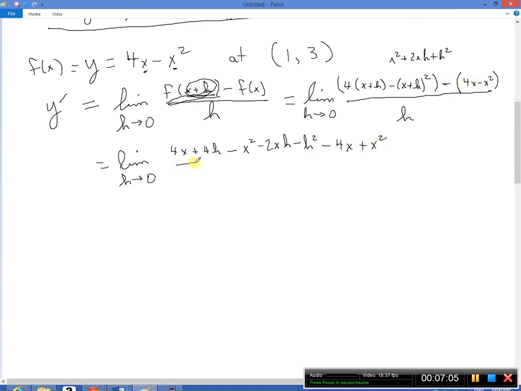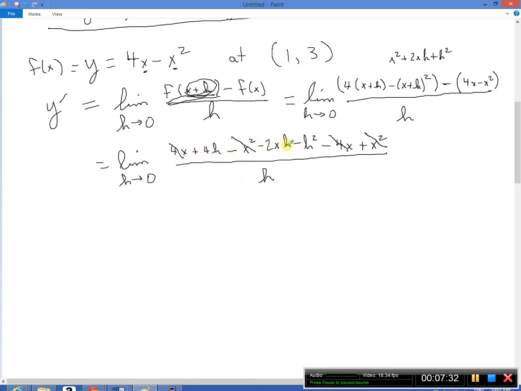And if you did things right, you should be able to simplify and factor out an h to cancel off that h in the denominator. So let's see what happens. There's a plus x squared here and a minus x squared there, so those guys are going to go away. Here's a 4x and there's a minus 4x, so those are going to go away. Anything else? I don't think so. So what's that leave me with?